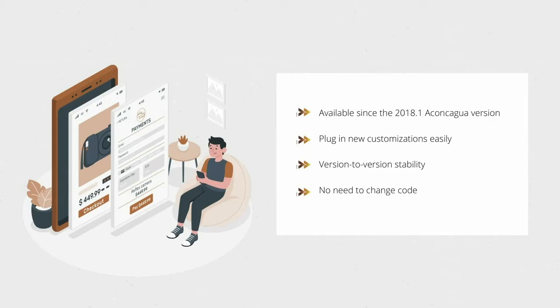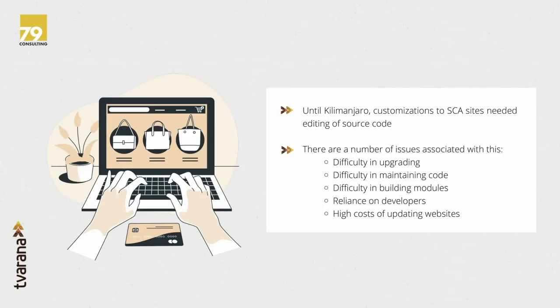In order to properly explain extensions, we must first understand SCA architecture at a high level and how things were structured before extensibility came into being. Up until the Kilimanjaro release, customizations to your SCA web store used techniques that involved editing the source code that was shipped with the base NetSuite bundles. This approach to customization is powerful and it offers a number of benefits.